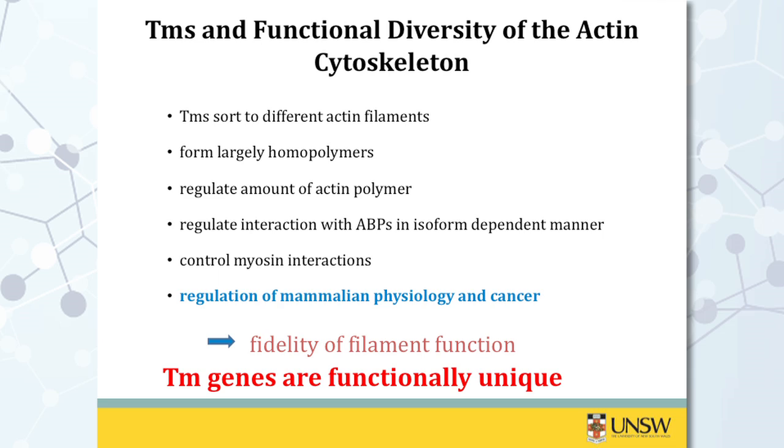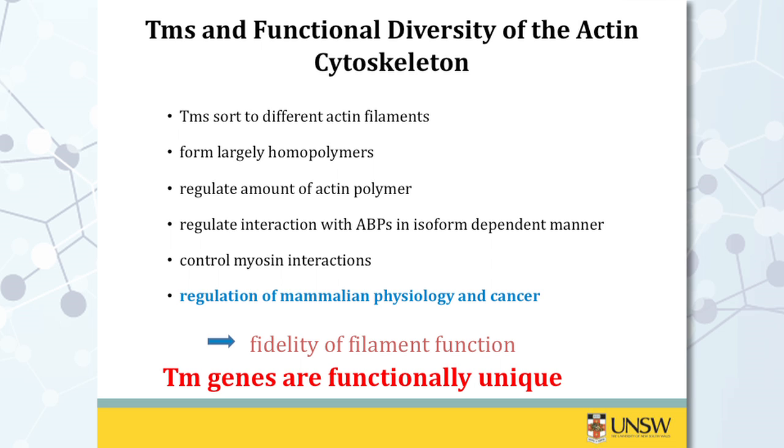I'm going to summarize 30 years worth of research activity in one slide. And what I'm going to tell you is that what we have learned over the last 30 years is that the tropomyosins are located in different types of actin filaments that do different jobs. The tropomyosins form largely homogeneous polymers with the actin, and they regulate the total amount of actin filament that's made in a cell at different locations.